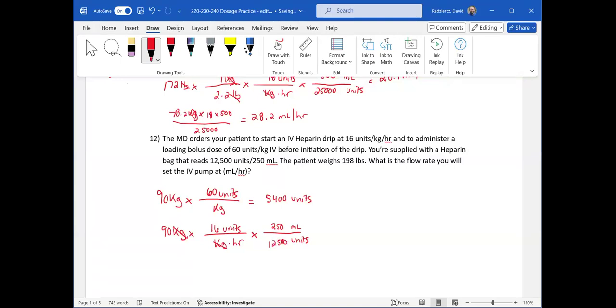So 12,500 units and 250 ml. So I'm going to take 90 times 16 times 250 divided by 12,500. And I'm going to get 28.8. So my answer for 12 should just be 28.8 ml per hour.